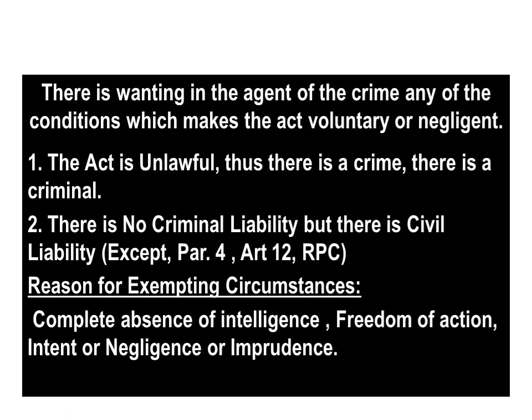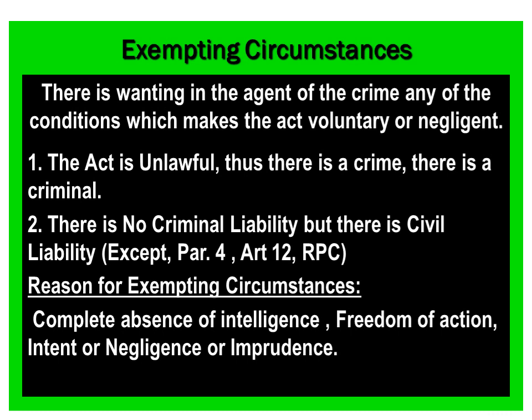Okay, so let's now define what exempting circumstances are. Exempting circumstances are those wherein there is something in the agent of the crime, any of the conditions which makes the act voluntary or negligent, meaning there is a lacking element in the commission of a crime, which we have discussed in the second part of our discussion of criminal law book 1, the so-called elements of dolo or deceit, or culpa or fault.